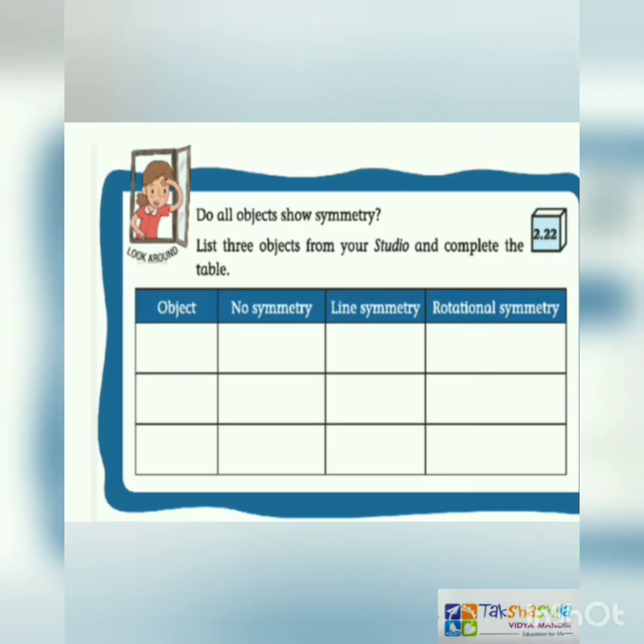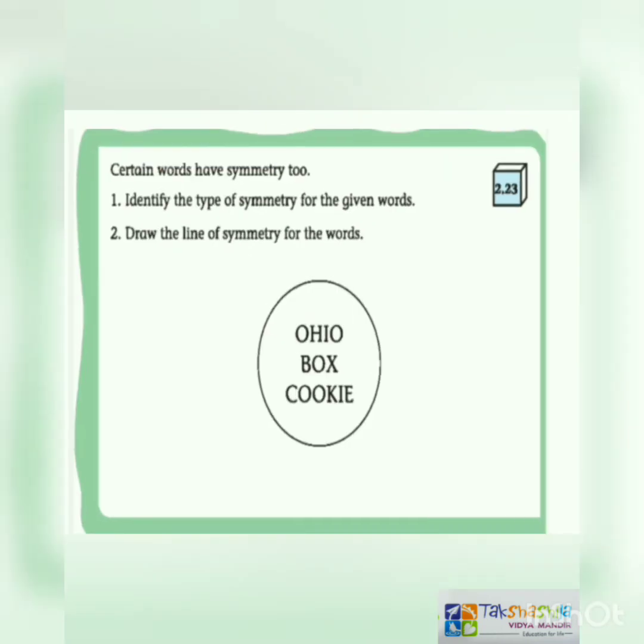Next, 2.22. Do all the objects show symmetry? No, right? So you have to list any 3 objects from your studio book and complete the table, whether the objects have lines of symmetry or not, or a rotational symmetry. This is your self work. Now just see 2.23.